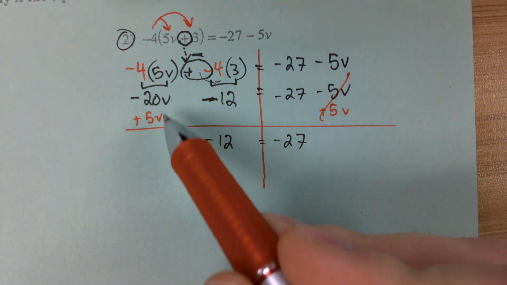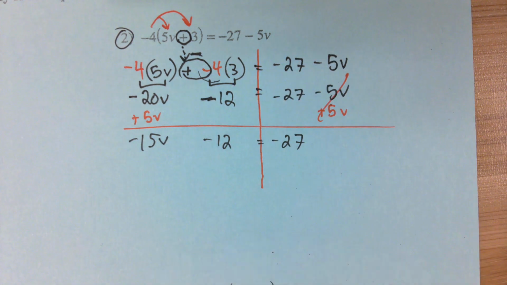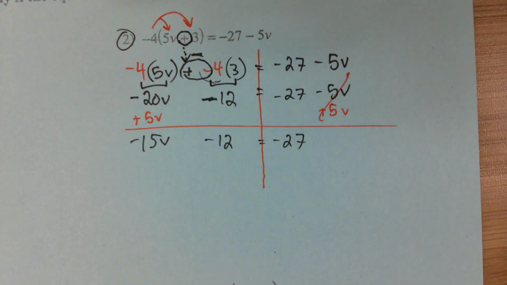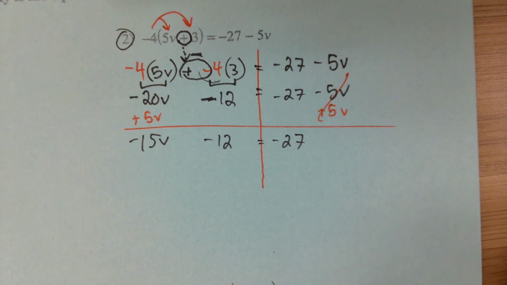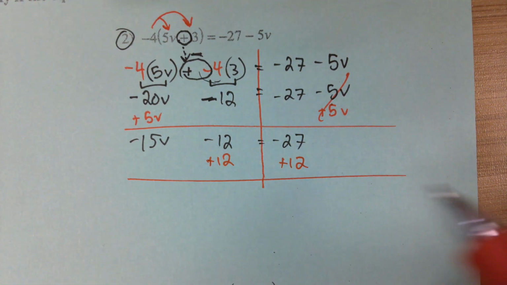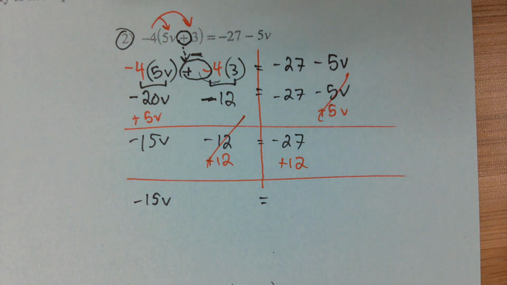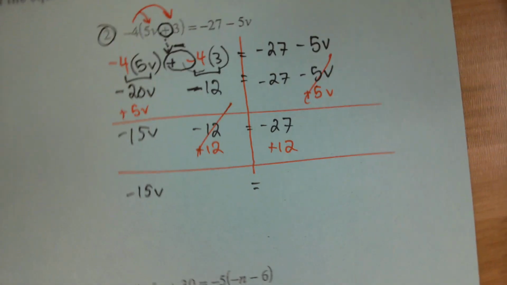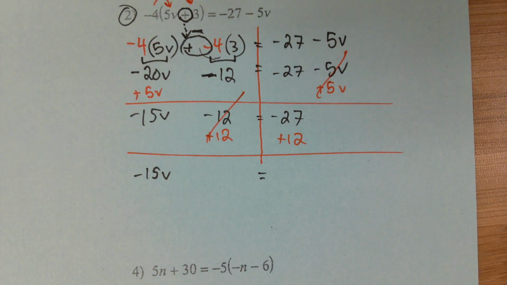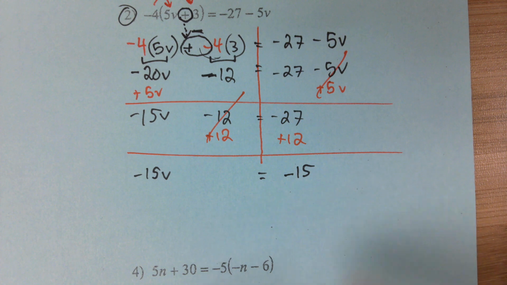And then what's negative 20v plus 5v? Yeah. Negative 15v, right? Sorry, no, my bad. Negative 15v. What's our next step? What do we have to do now? Theo? Add 12 to both sides. Perfect. 12's go away. Negative 15v is equal to what? Theo? Negative 15, right? Negative 27 plus 12 gives us negative 15.